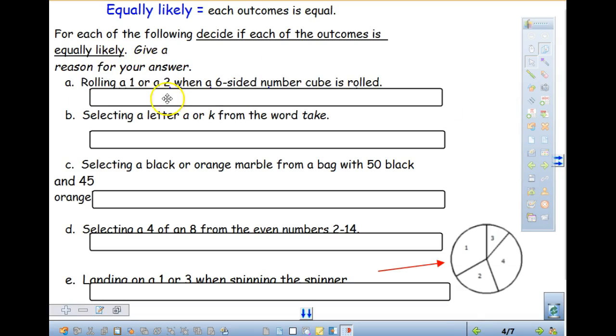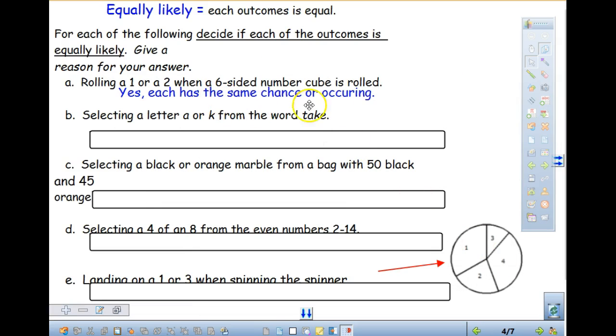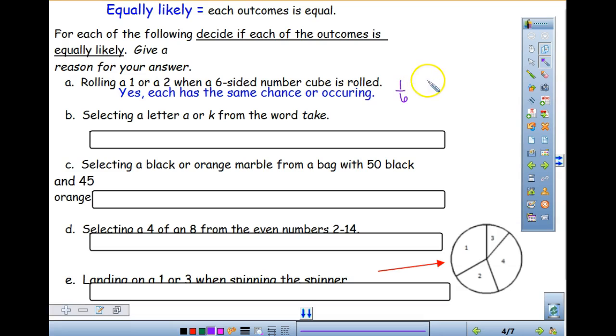So if we are looking at rolling a 1 or 2 on a 6-sided dice, well, if I roll a 1, that's 1 out of 6, and if I roll a 2, that's going to be 1 out of 6. So are they equally likely? Yes. Each has the same chance of occurring. What would that chance be? 1 out of 6 for the 1, and for rolling a 2, it would also be a 1 out of 6.